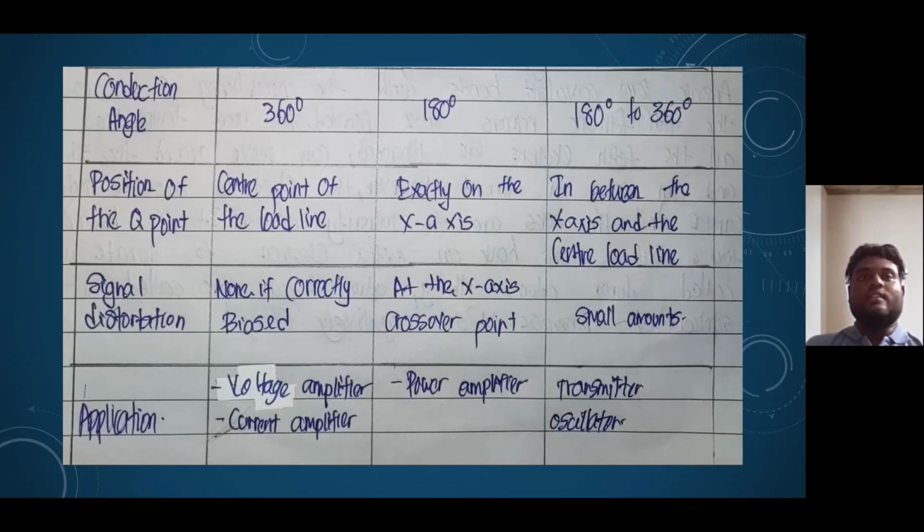And finally, the amplifiers have different applications. Amplifier A is used for voltage amplifiers and current amplifiers. Amplifier B is used for power amplifiers. And lastly, amplifier AB is used for transmitters and oscillators. So this is the difference between amplifier A, B, and amplifier AB.